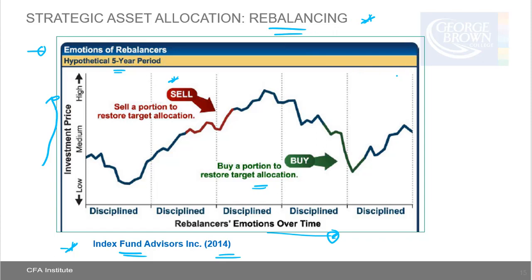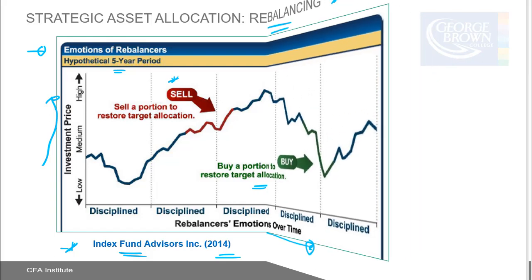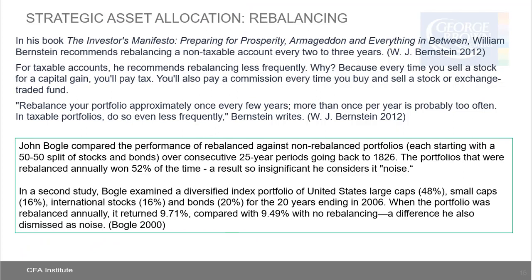The next slide, I'm just going to show you a couple of quotes to show you that the verdict is still out, the jury's still out on the different approaches to rebalancing. So here's just a couple of quotes regarding rebalancing. Again, this is not in the curriculum, but it's just nice to know, okay? So in his book, The Investor's Manifesto, Preparing for Prosperity, Armageddon, and Everything in Between, William Bernstein recommends rebalancing a non-taxable account every 2 to 3 years, okay?